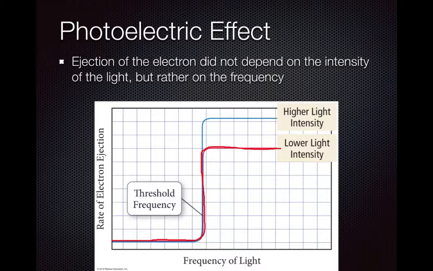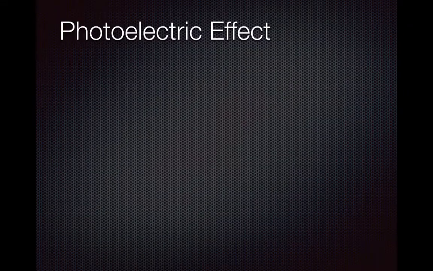And even at a higher light intensity, here in blue, it takes the exact same frequency to come off. Even though the light was brighter, it still required the exact same frequency to cause electrons to come off. Well, this indicated that the intensity of the light is not what was important to the metals, and that the frequency is really what controlled the energy of the light, not the amount of light, but the frequency of the light. So this led to the photoelectric effect.